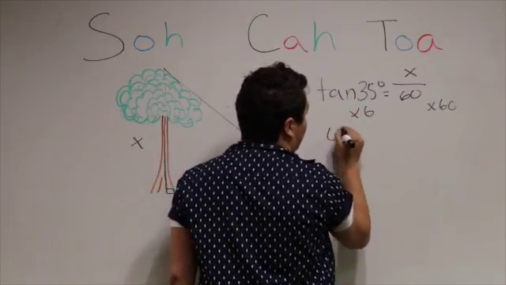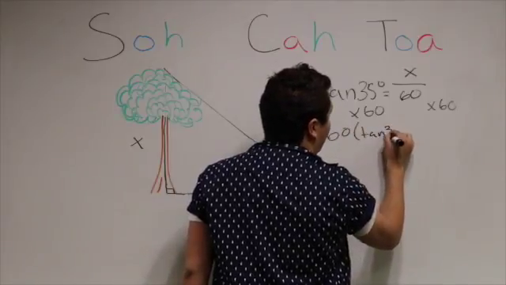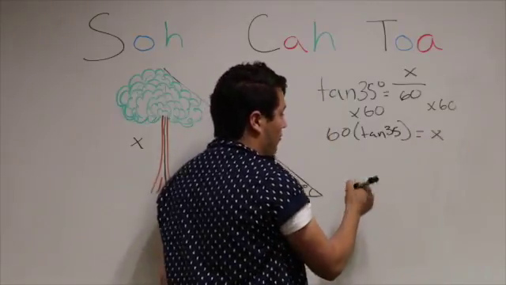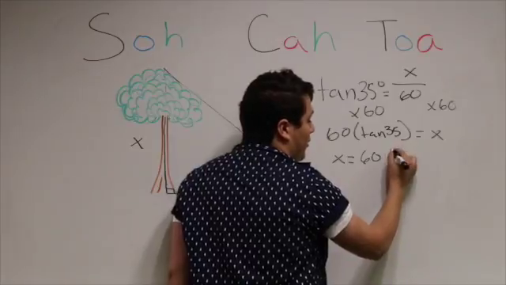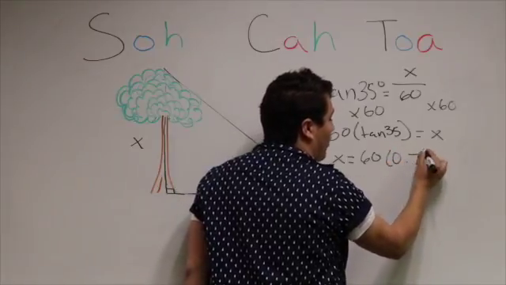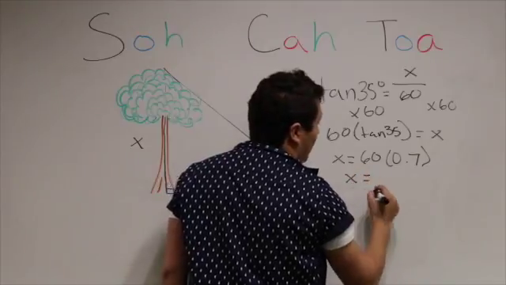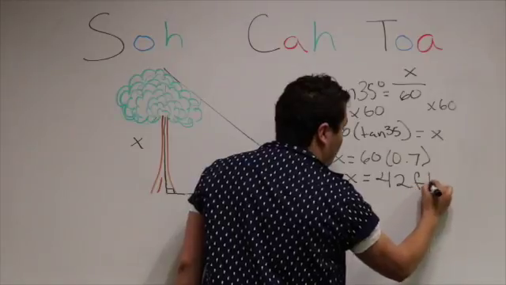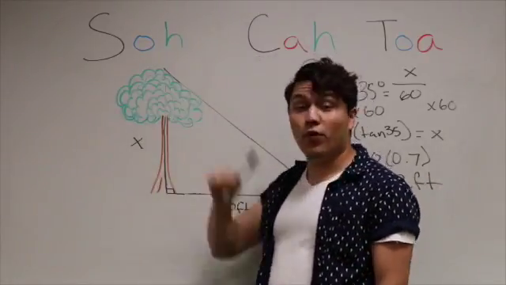We get 60 times tangent of 35 degrees is equal to x. So x is equal to 60 times 0.7. So x is equal to 42 feet. So the tree was about 42 feet.